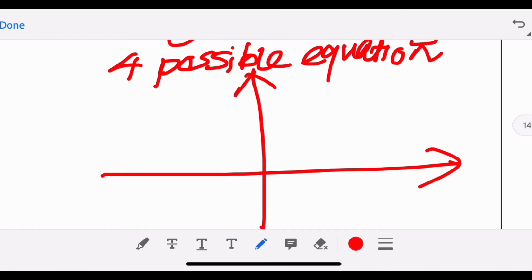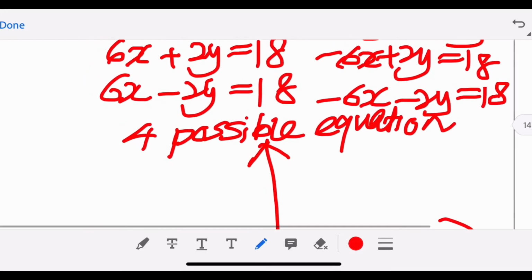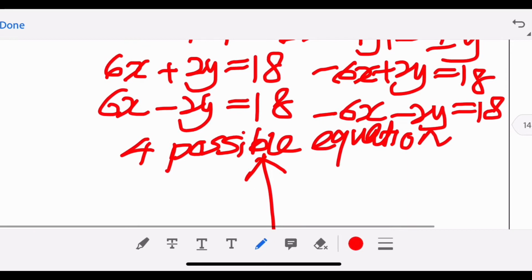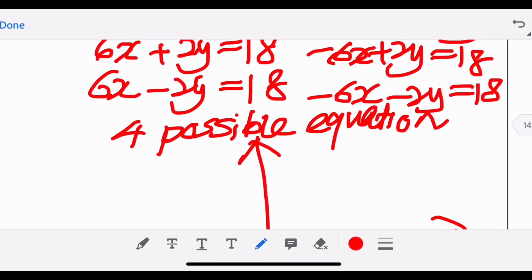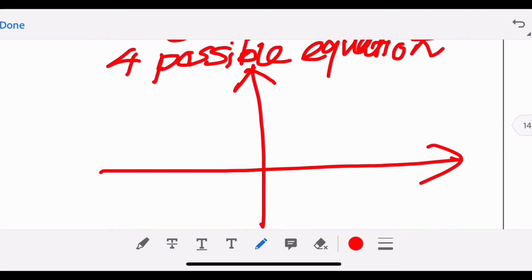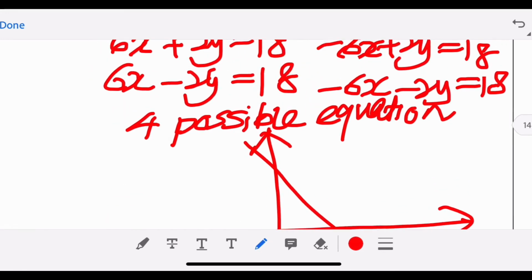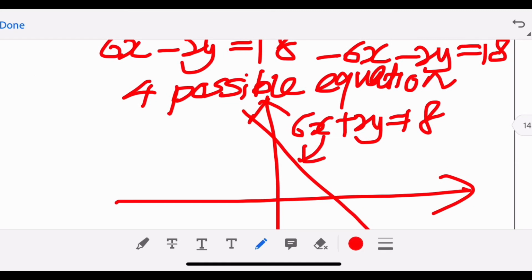If you sketch out all the equations one by one, you find the x-intercept and the y-intercept, so you find the best 2 points for each equation. You sketch out each equation on the x-axis and y-axis. You will have one of the equations like this. This is number 1. If you really sketch the equation, you have an equation like this.